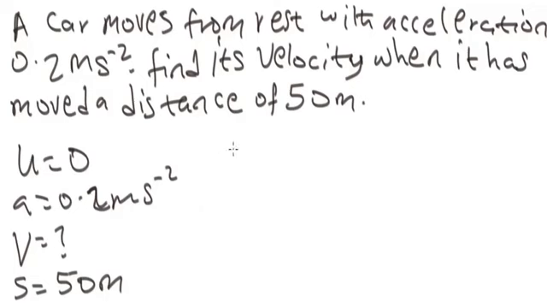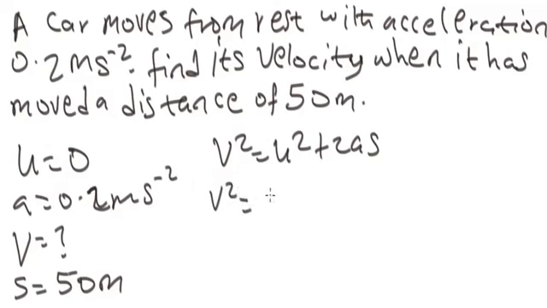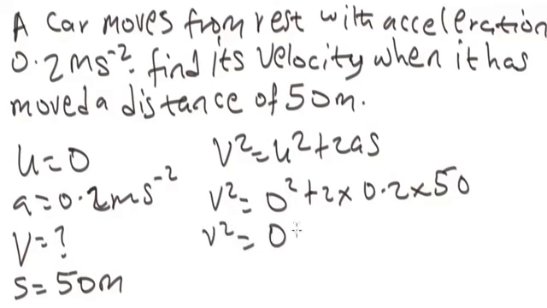That means out of the equations of motion, the one that will be suitable to solve this problem will be v square equals u square plus 2as. Since we don't have time in this question, when you substitute these values you're going to have v square equals 0 square plus 2 times acceleration 0.2 times 50. So v square equals 0 square is 0 plus, so let me multiply everything here with my calculator. Everything will give me 20. So we now have v square equals 20.